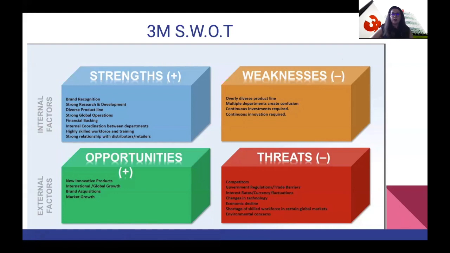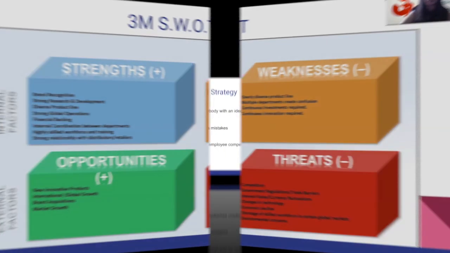The external factors have opportunities for the company such as innovative products, global growth, brand acquisitions, and market growth. There will always be threats, and these outside threats are competition, government regulations, interest rates, currency fluctuations, economic decline, shortage of skilled workforce in certain global markets, as well as environmental concerns. Next, we will discuss the corporate level strategy.